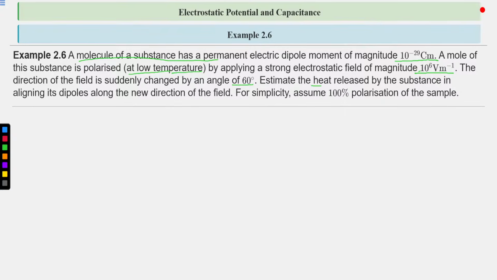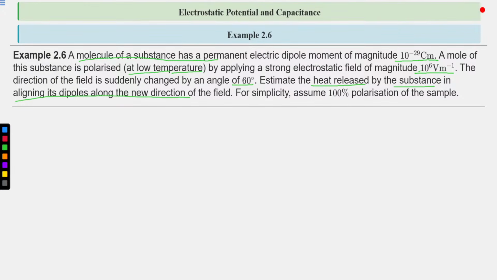Now estimate the heat released by the substance in aligning its dipoles along the new direction of the electric field. We want to find how much heat is released by the substance in aligning the dipoles in the new direction. Now we have changed the direction of the electric field by 60 degrees, so these dipoles tend to change their orientation and align themselves in the direction of the electric field to minimize the potential energy. So what is the heat lost?